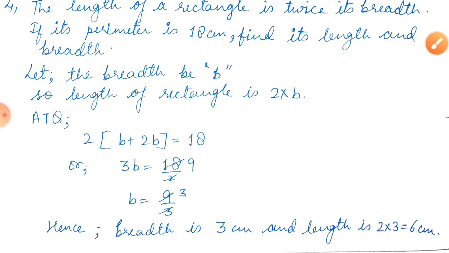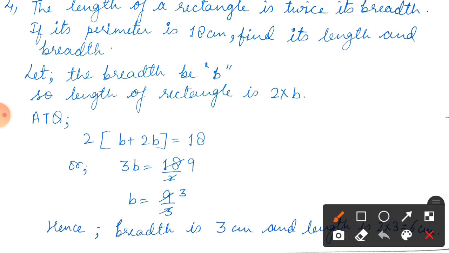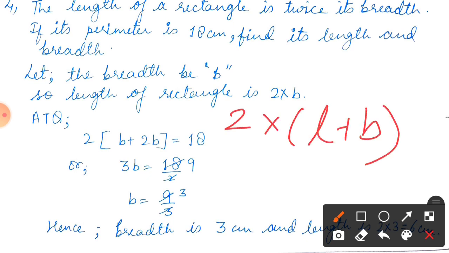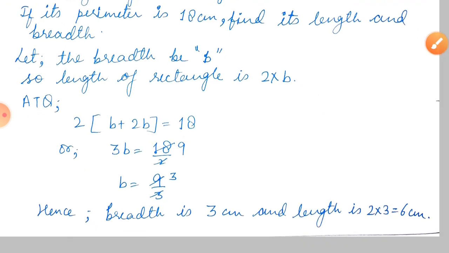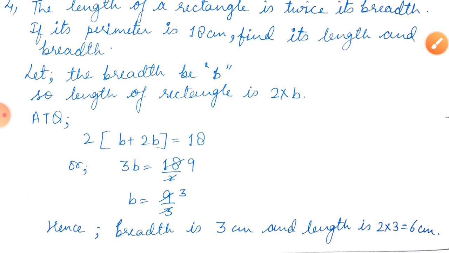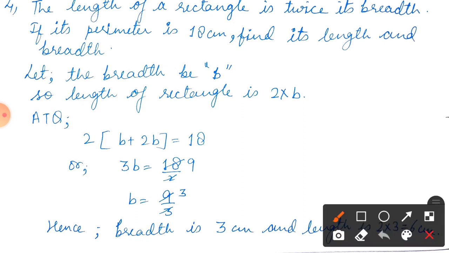Now we know the formula for finding the perimeter of the rectangle. It is 2 into (L plus b). Okay. Now substitute the values of L and b. So what do we get here? We get the value of b as 3. Hence after simplification we get the breadth as 3 cm and the length is equal to 2 into 3, that is 6 cm.